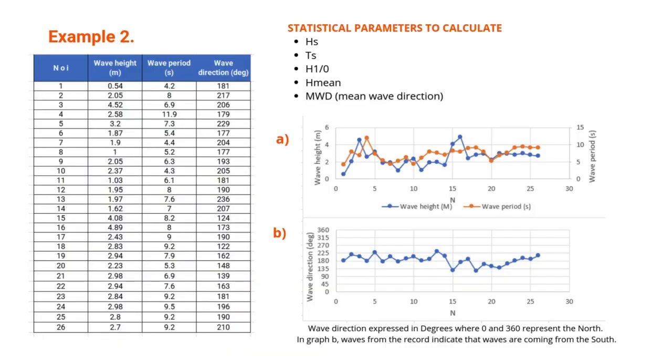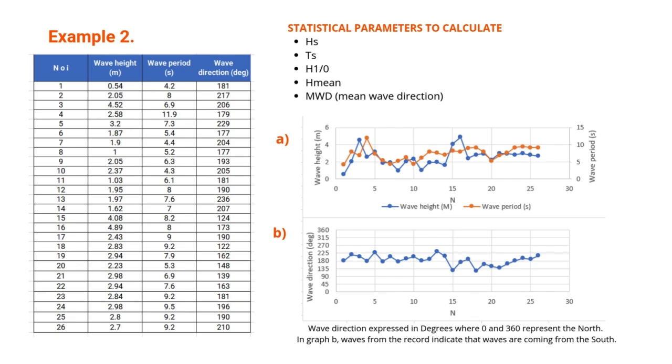Now let's see a more complex example. The next table contains the original wave record showing wave heights and associated periods measured in some place of the Caribbean Sea. The graph shown corresponds to the time series of wave height and the associated period for every measurement. We are going to calculate the significant wave height and the significant wave period. Then we will calculate the 1/10th wave height and other basic parameters.